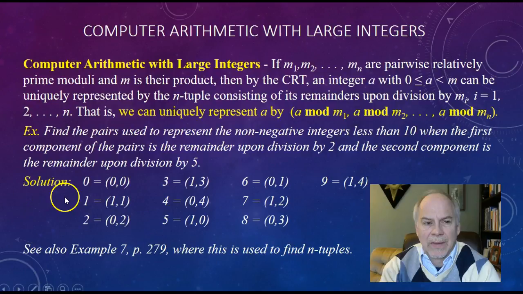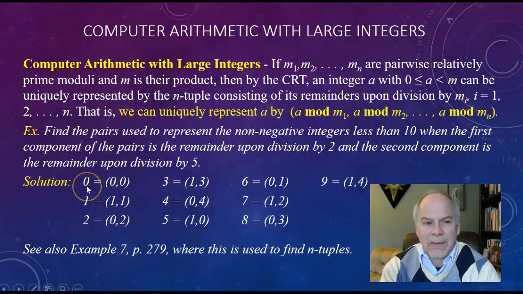So let's look at an example and see what this is talking about in a more concrete way. The example says, find the pairs used to represent the non-negative integers less than 10 when the first component of the pairs is the remainder upon division by 2, and the second component is the remainder upon division by 5. Okay? What we're trying to do is take the non-negative integers less than 10, so starting at 0 and ending at 9, and represent them as pairs of remainders when you divide by 2 and by 5. Then these pairs are unique. Okay?